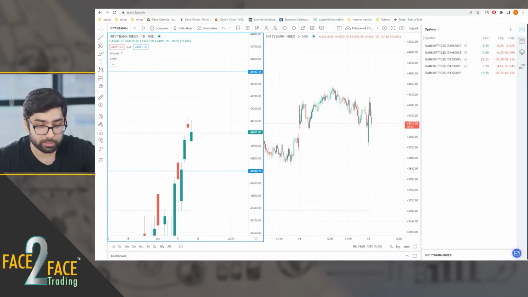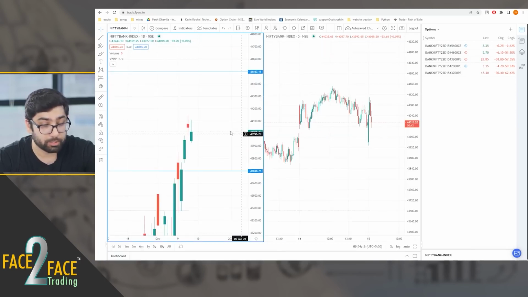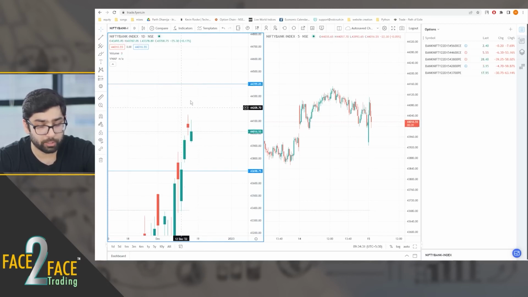For now, I am sitting at 1/3 quantity of 43,800, which is giving me a loss of around 16,000 rupees. The call side I have not touched yet. Since my bias for the day was bullish, seeing the first two 5-minute candles, I have not touched my call side yet. I will probably sell 44,400 call options, again with probably half or 1/3 of my quantity, based on the prices that I get.